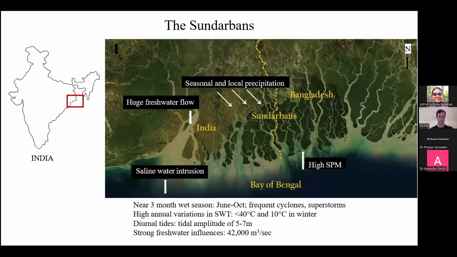This is the world's second largest freshwater deltaic system. So you have three major rivers, known as the Ganga, Brahmaputra, and Meghna, that flow and form this delta. Consequently, you have a very high freshwater flow in this region. You have very high local precipitation and seasonal precipitation. Consequently, what happens is that this ecosystem has a very high suspended particulate matter. So whenever you go into the water, you can see that the water is completely brown in color.